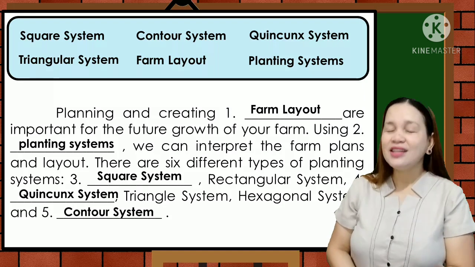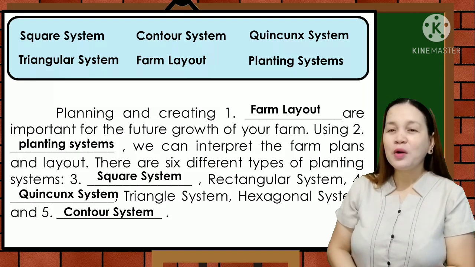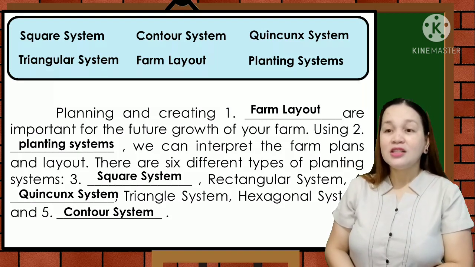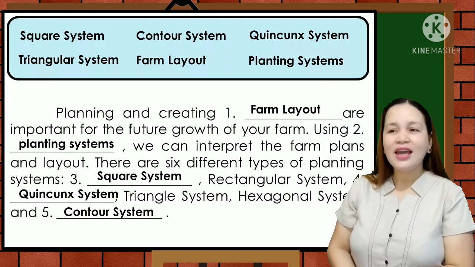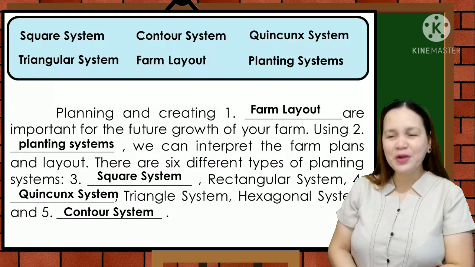Number 3, square system, rectangular system. Number 4, quincunx system, triangular system, hexagonal system. And number 5, contour system.